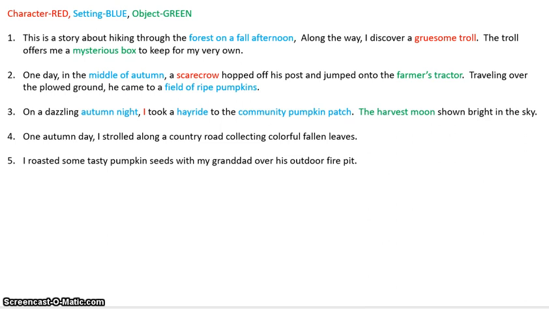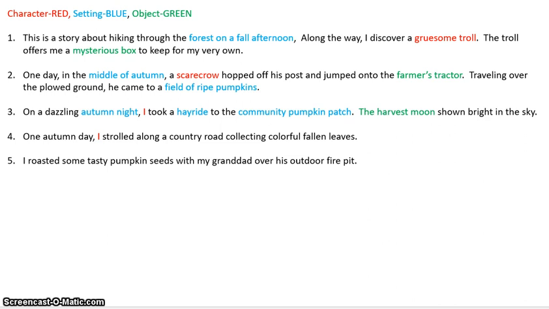So number 4. One autumn day, I strolled along a country road collecting colorful fallen leaves. Okay, here again, the only character in that sentence is I. I'm not really sure that if I had that sentence, I would spend my time talking about myself, describing myself. To me, it's the character but not the story critical one. I guess if I wanted to describe myself as being bundled up in hats and scarves and all kinds of stuff, I could do that.